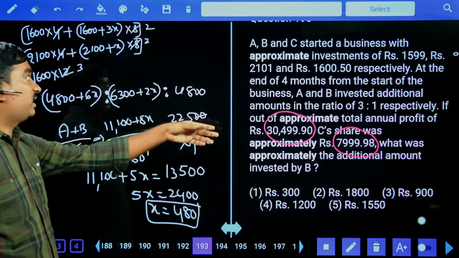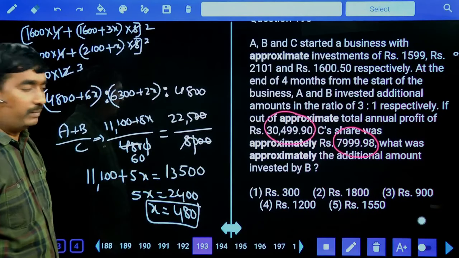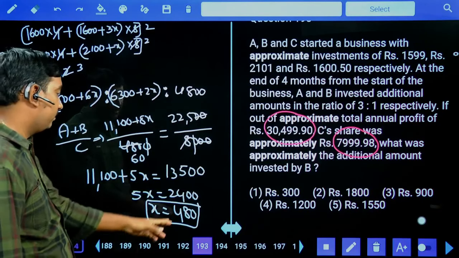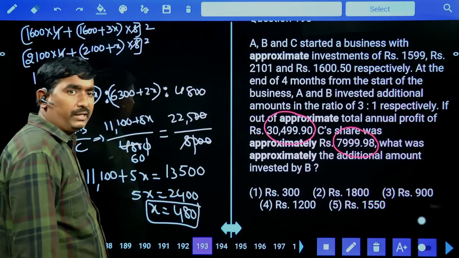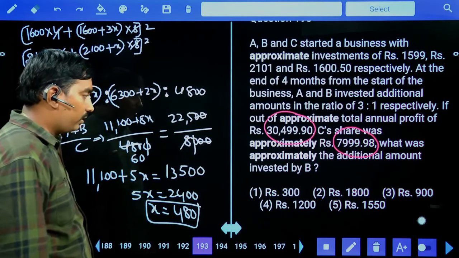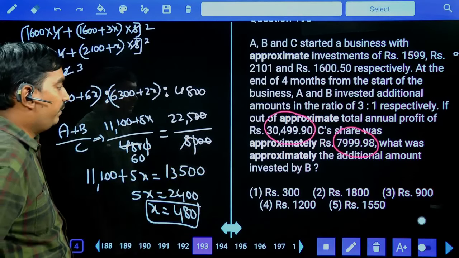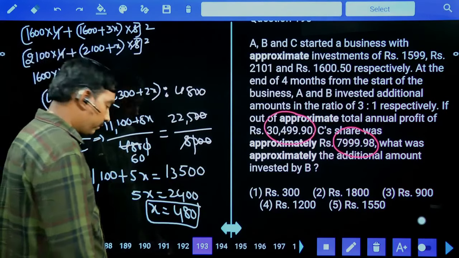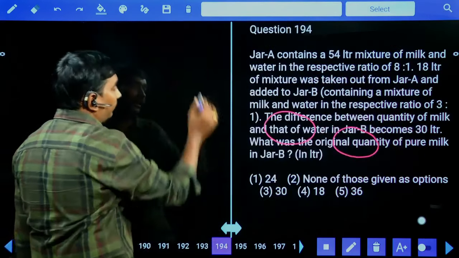What is the amount invested by B? It means 3x. 3 into 480 is 1440. 1440 means approximately we can take it as 1550. Next.